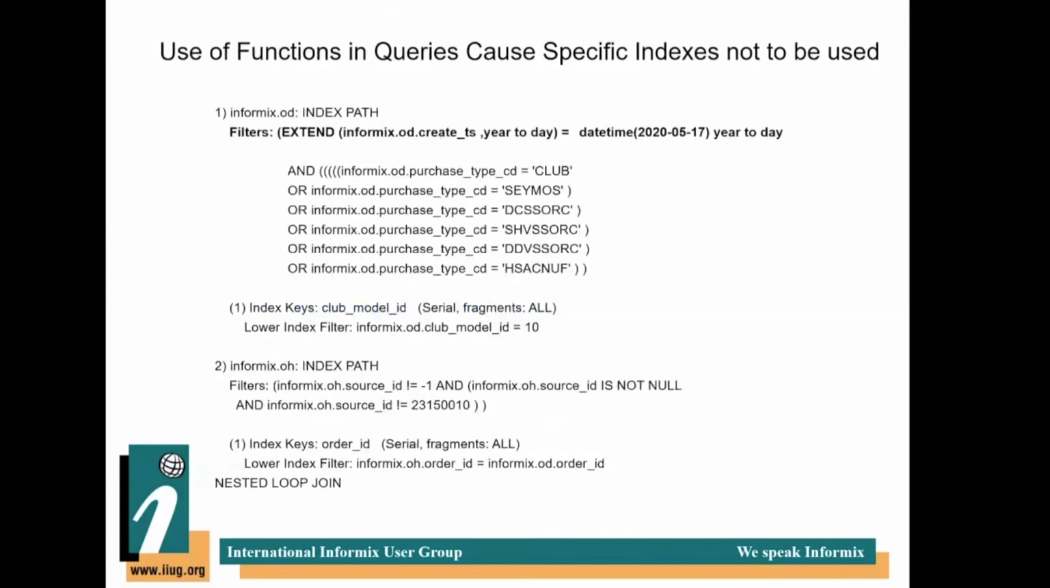So in looking at it, again, we had the filter, the extend, date time. But the thing was, it was searching then for the purchase type codes, and with these purchase type codes, again, it was most of the data. So you're scanning most of the table and then filtering just the date out.